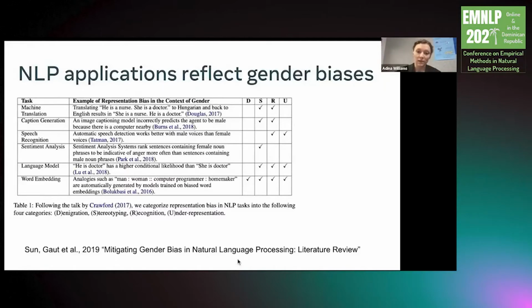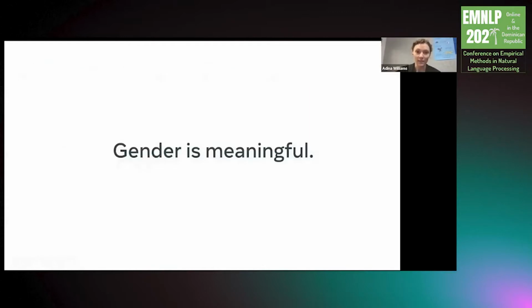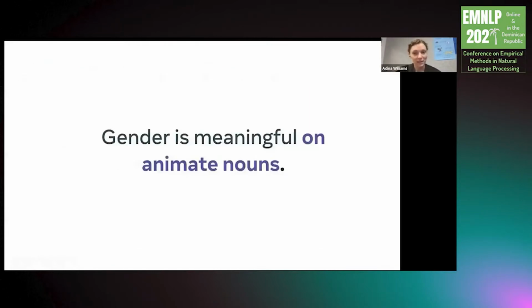This is from a somewhat recent literature review from, I think, two years ago now. Oof, time flies. But basically, anywhere that we talk about people, we're going to have these kinds of gender biases in our systems. So it's clear that gender means something on animate human nouns. It can't be completely arbitrary, and at least it means something on animates.